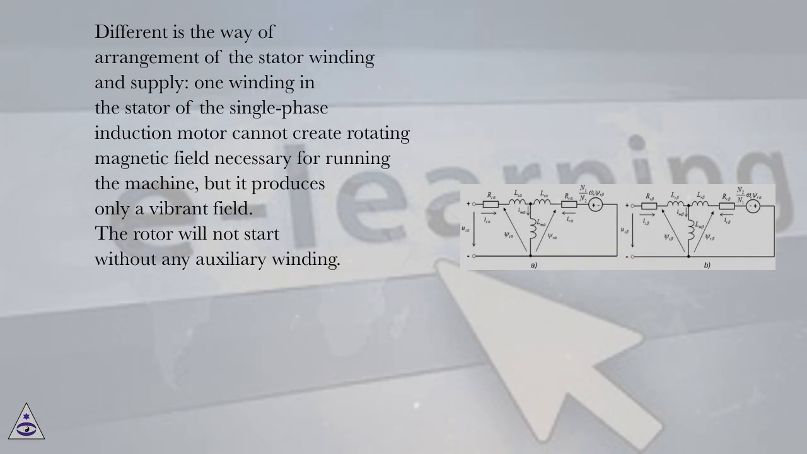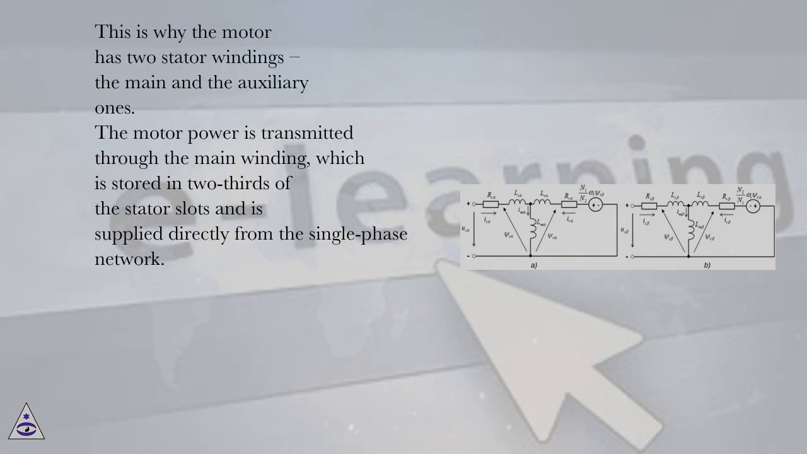One winding in the stator of the single-phase induction motor cannot create the rotating magnetic field necessary for running the machine, but it produces only a pulsating field. The rotor will not start without an auxiliary winding. This is why the motor has two stator windings, the main and the auxiliary ones.